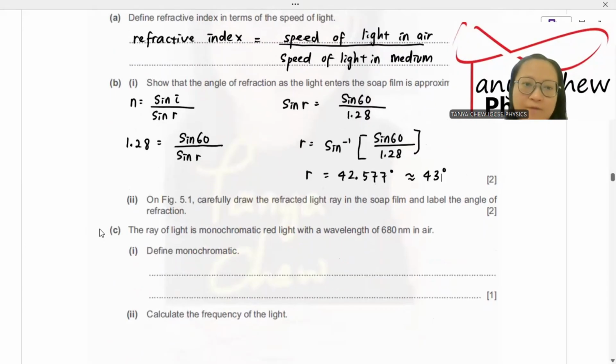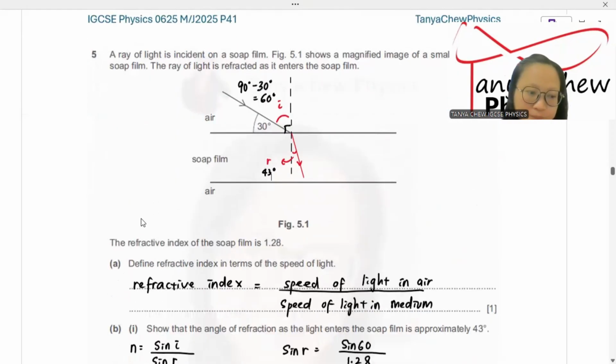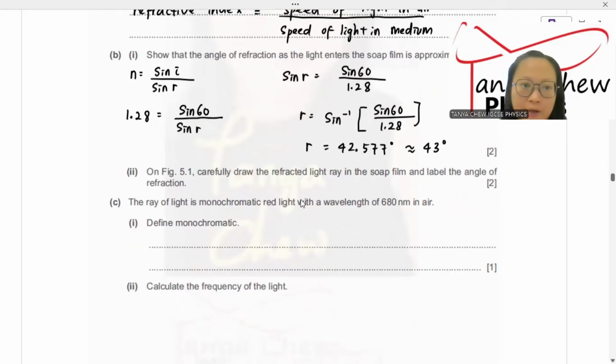Second part, on Fig 5.1, carefully draw the refracted ray in the soap film and label the angle of refraction. So I have already drawn my angle of refraction, which is equal to 43 degrees, and I'm done with that. Now, the ray of light is monochromatic red light with a wavelength of 680 nanometer in air.